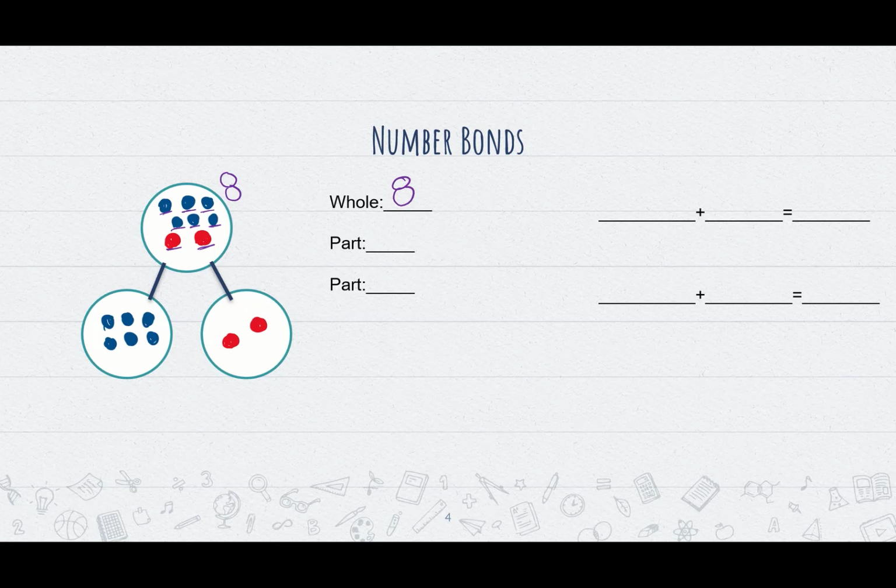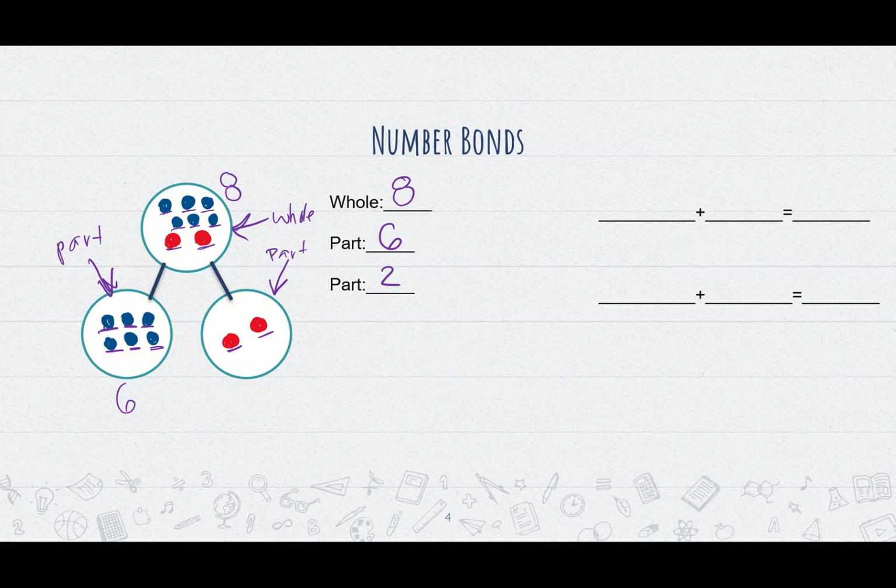Now I'm going to count how many in each part. So remember, this is our whole, and each of these is a part. So now I'm going to count this part first. So 1, 2, 3, 4, 5, 6. So we have a part that has 6 in it. And then we have a part right here that has 1, 2. So in our whole, we have 8. And then our two parts are 6 and 2.